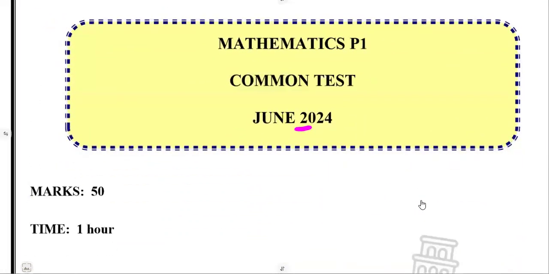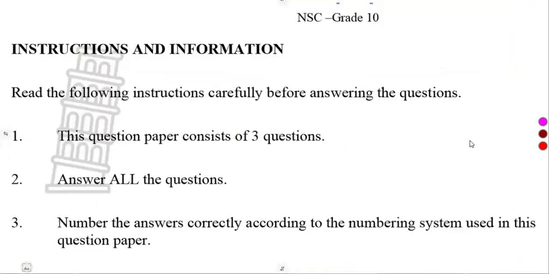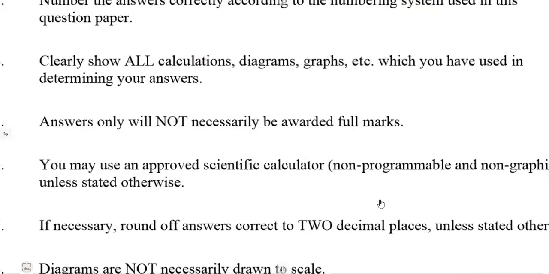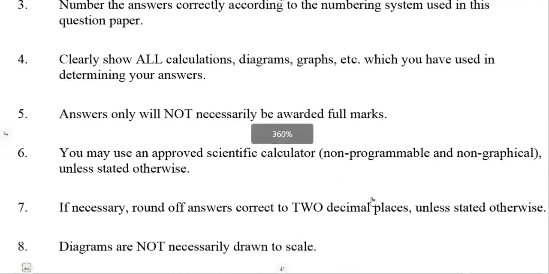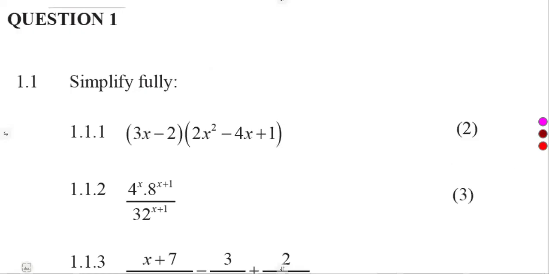So I want to see, guys, a similar approach to the previous one that we had for the Gauteng, 50 marks, 1 hour. But let us see how the questions were being given. Like I said, make sure that you go through the instructions and information that you are given. Make sure that you go through, especially here, the degree of accuracy to 2 decimal places wherever it is applicable, unless stated otherwise.